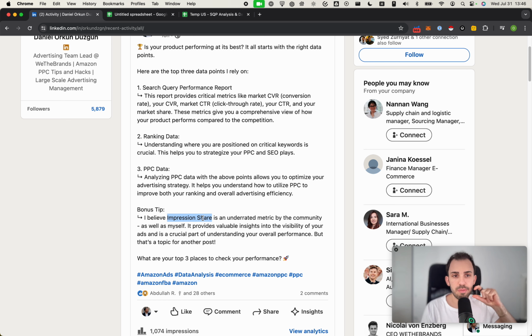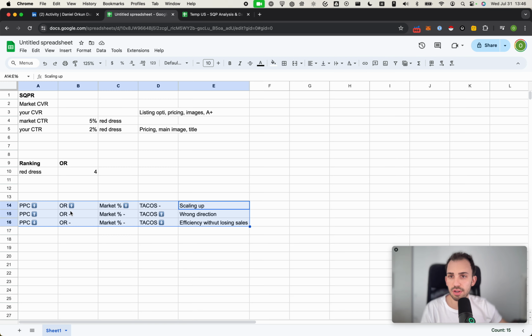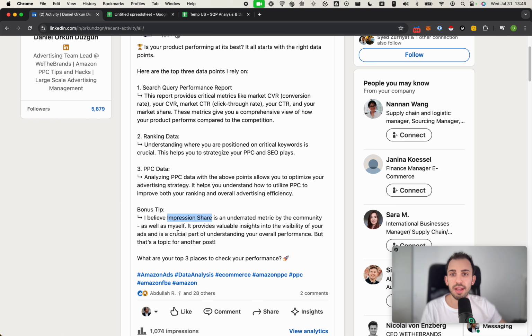You want to increase your impression share on that specific keyword so that you start getting more ranks and more market share out of it, and then that keyword basically starts working for you. And of course, there is no upper or lower limit of what the impression share should look like. But again, this is something we will dig deeper into in the next videos.